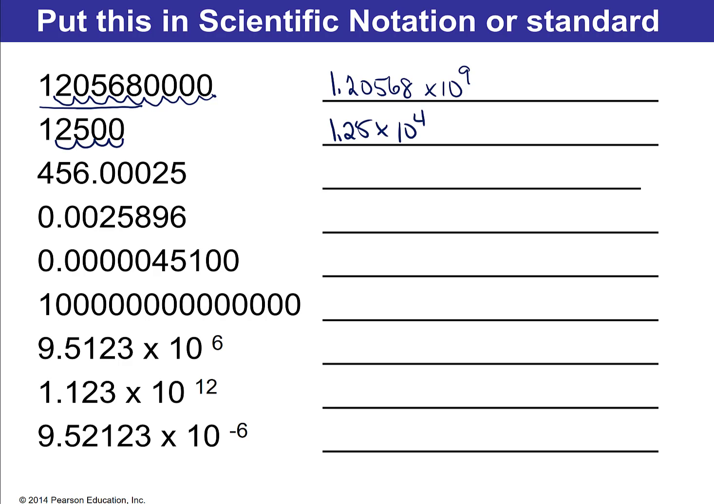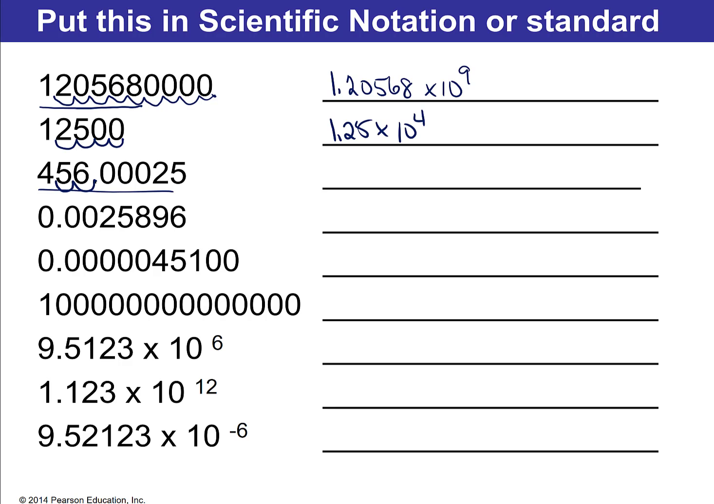Sometimes it doesn't really change the number so much. So like 456.00025, how many significant figures? 8. Zeros in between are always significant. They're considered measured. And so all of them are. So all 8 stay. And my decimal place is going to just move how many places? It's just going to go 2.